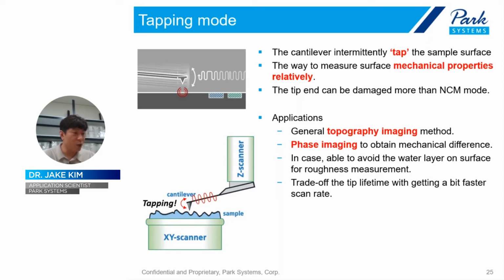However, this tapping mode is quite good, but the problem is that the AFM tip touches or contacts the sample surface. So sometimes the AFM tip is very easily broken or blunted, or the sample surface can be damaged.